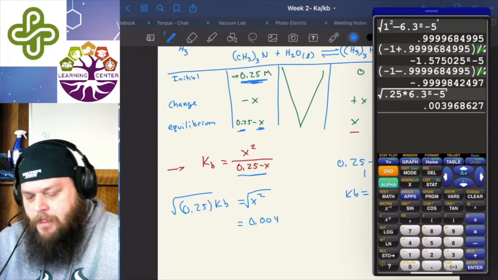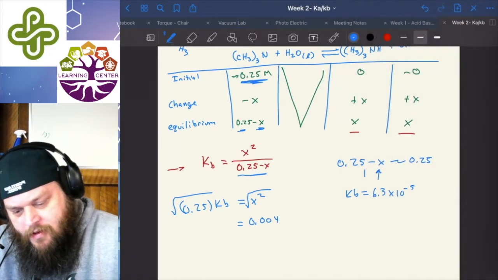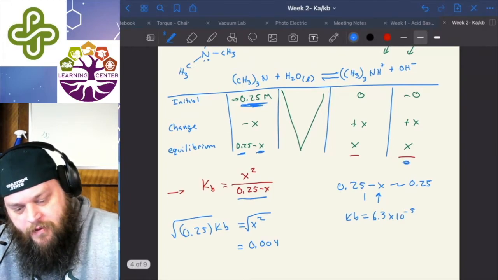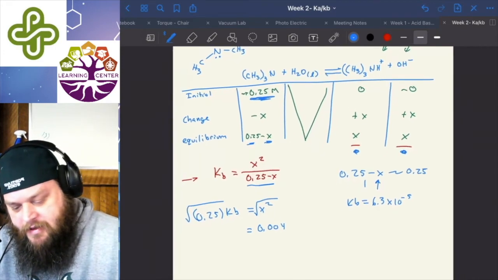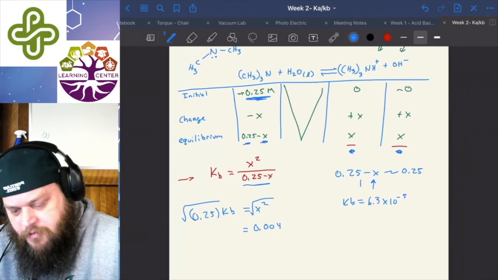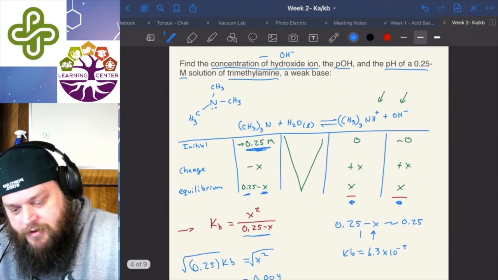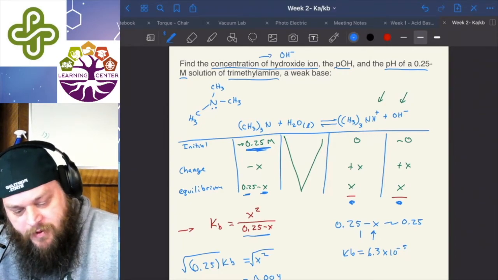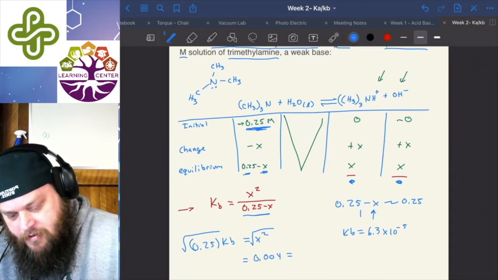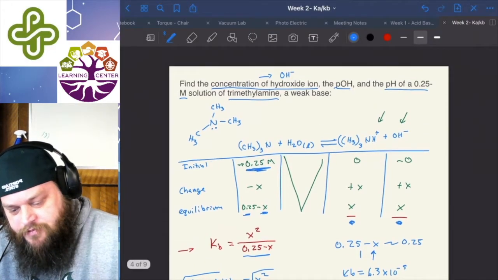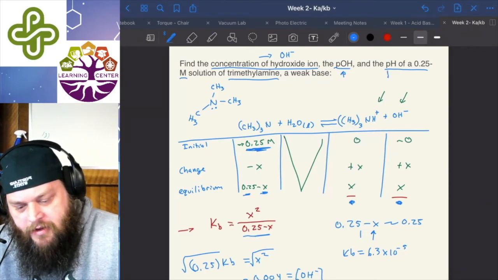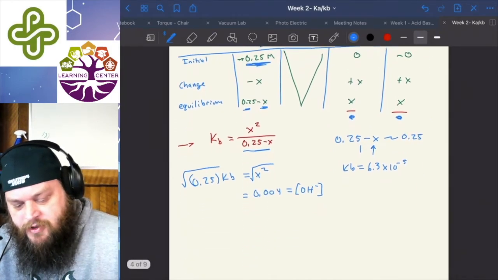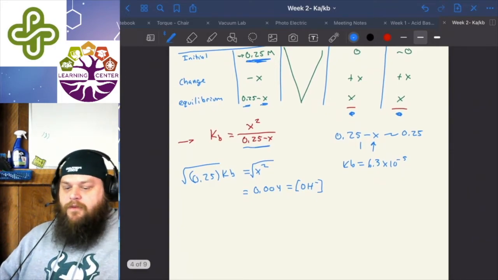So that's going to be the concentration of the base and the concentration of our conjugate acid in that case. And we want to solve for the concentration of OH, which we found now. This is equal to the concentration of OH minus. We also need to find the pOH and the pH. So how can we find the pOH of this?